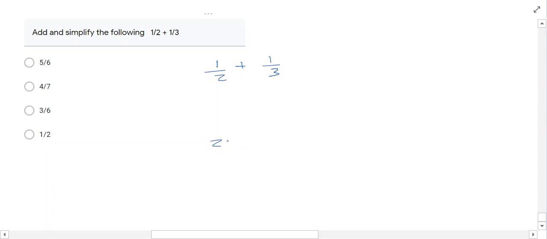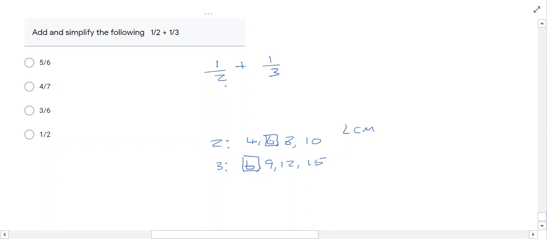So 2 and 3. The lowest common multiple of these two: if 2 is 2, 4, 6, 8, 10, those are the multiples of 2. And the multiples of 3 then are 3, 6, 9, 12, 15, for example. Now we can see here that the lowest common multiple between these two denominators is 6.